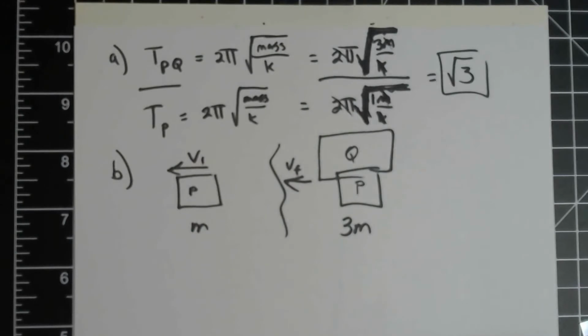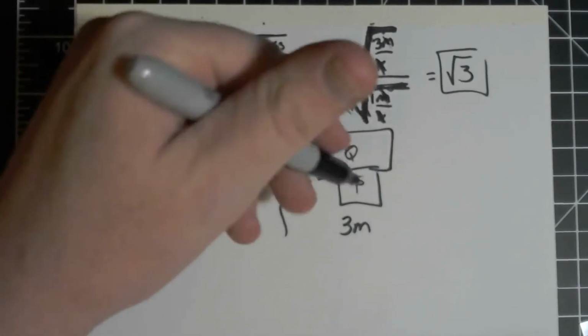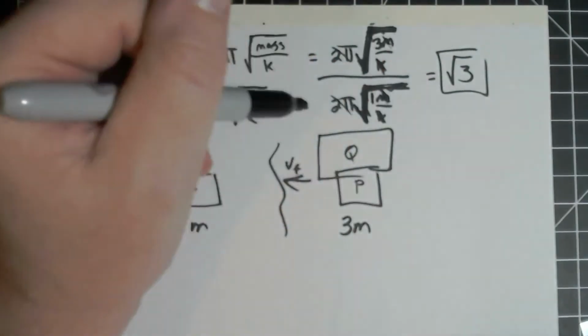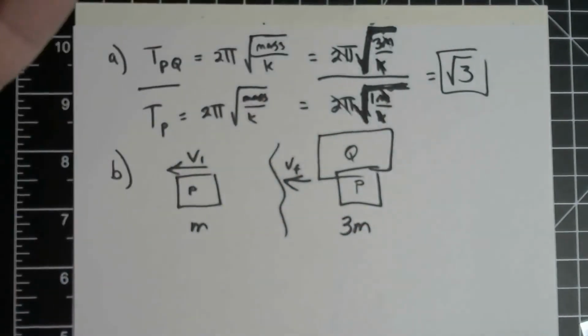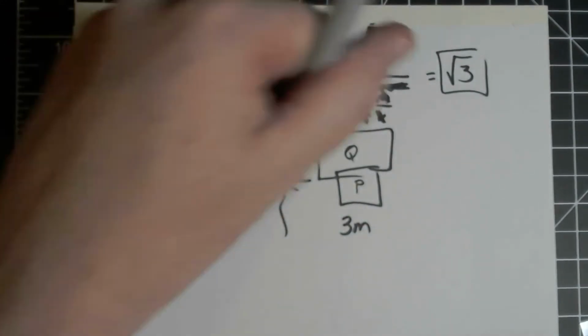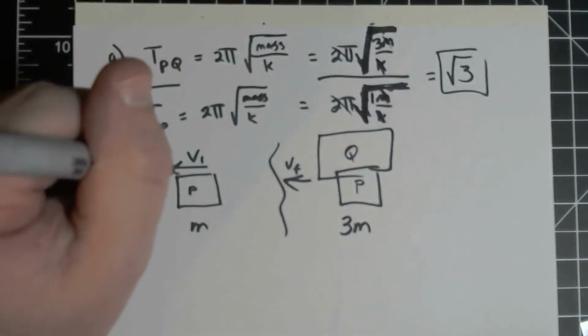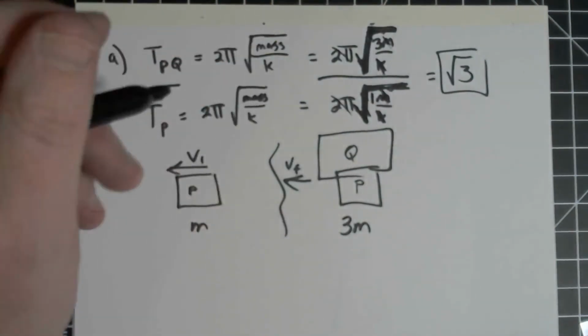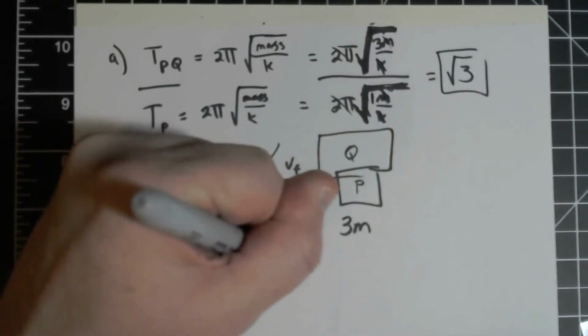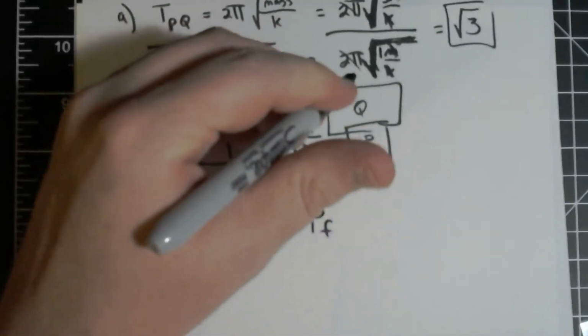Because when you have one object with a certain amount of momentum, and then you've got a combined object with a certain amount of momentum, assuming there's no outside forces, which there's not, because nothing pushed the block one way or the other, it's just dropped straight down on top of it, then that means that this momentum is conserved. And so we can say P initial equals P final.